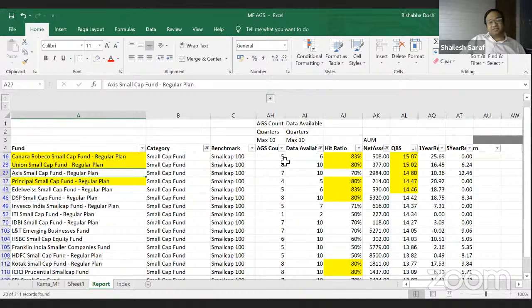This is the promise of our app, and this is the simple training which we give people. And we select all the funds and we give it.